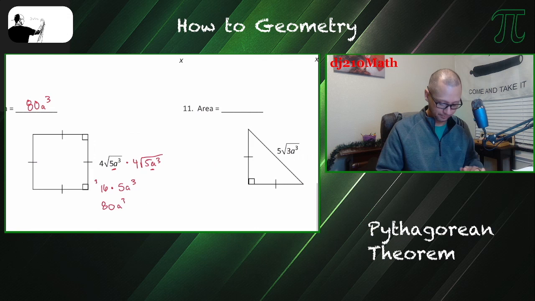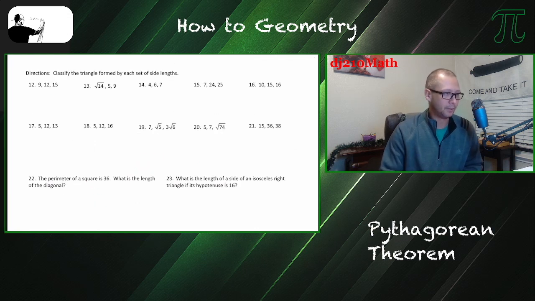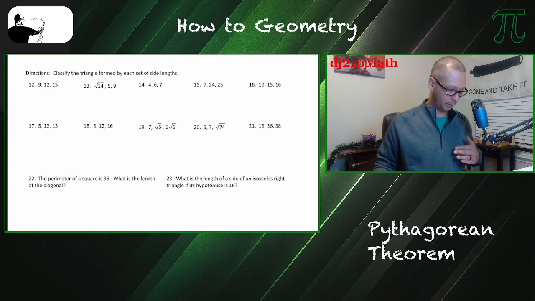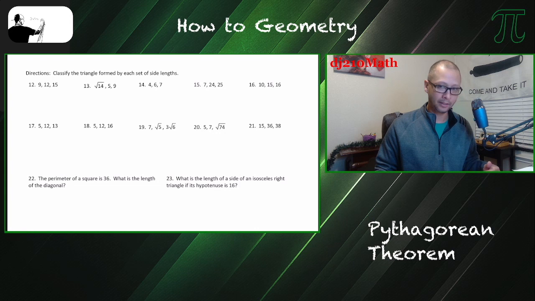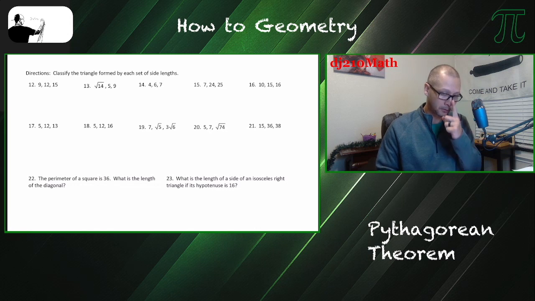Kind of interesting. All right, let's look at some different examples. Classify the triangle formed by each set of side lengths. So what we're going to do is analyze the 3 side lengths of the triangle, and then we're going to see if it's a right triangle, an acute triangle, an obtuse triangle, or maybe it's not even a triangle at all.